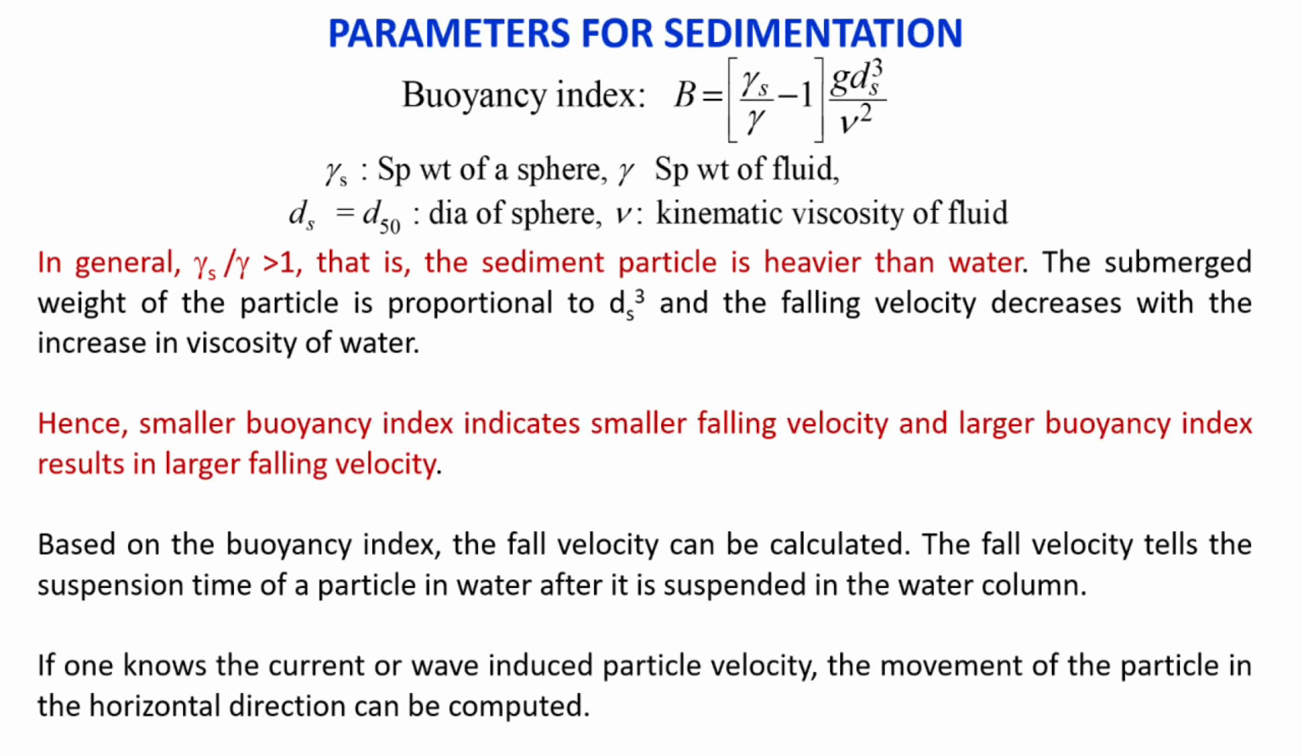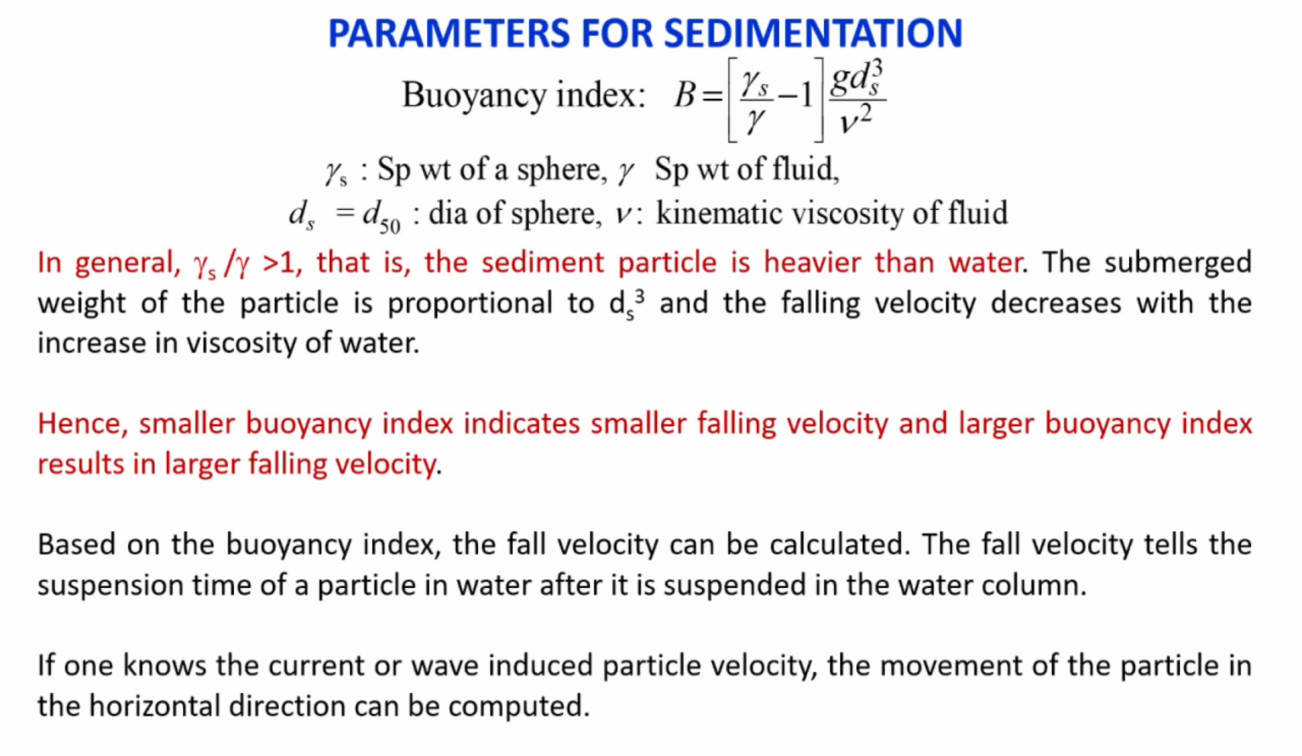What exactly is the fall velocity? The fall velocity tells the suspension time of a particle in water after it is suspended in a water column. I hope it is clear. If one knows the current or the wave induced velocity, particle velocity, the movement of sand or the movement of the particle in the horizontal direction can easily be computed.